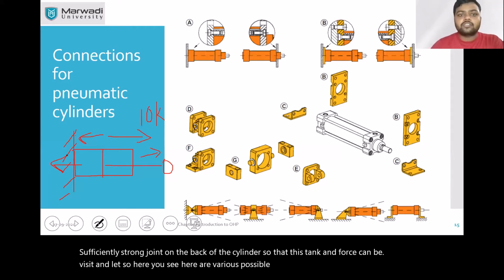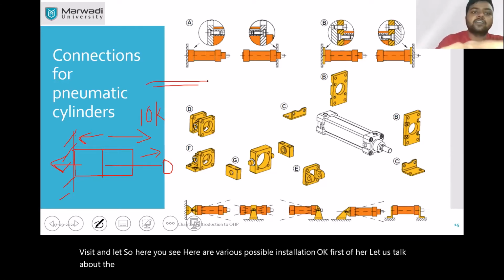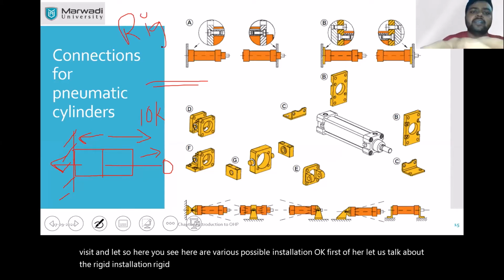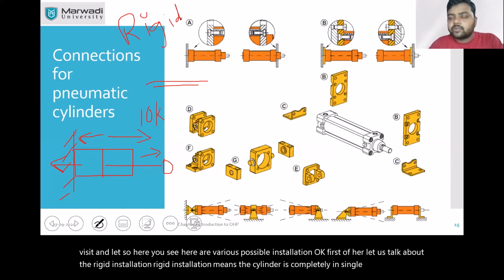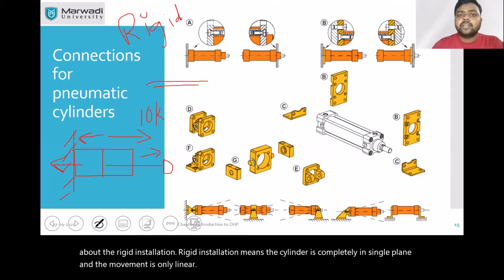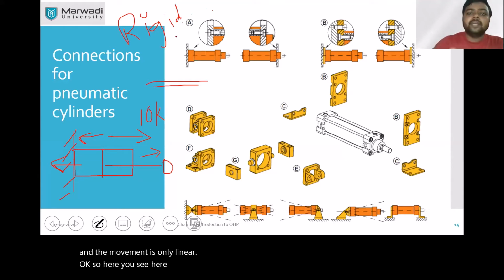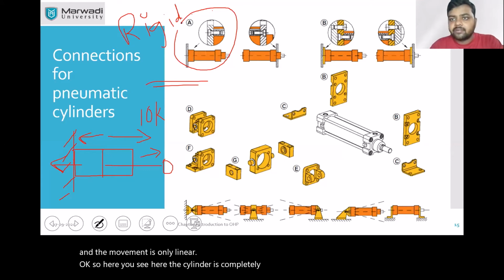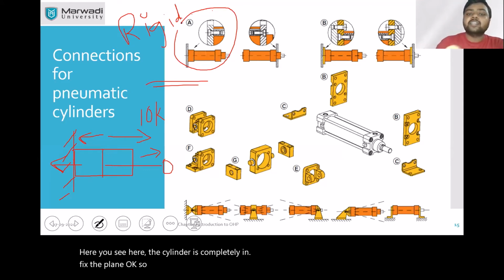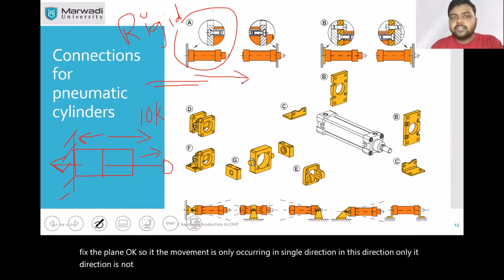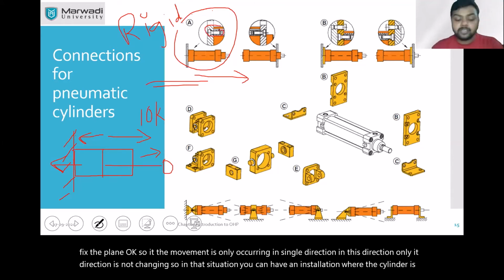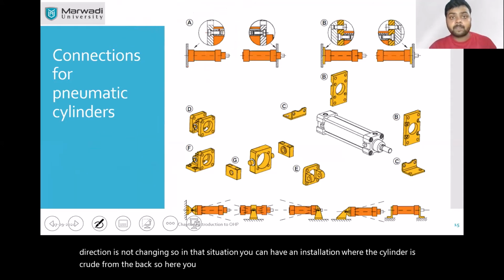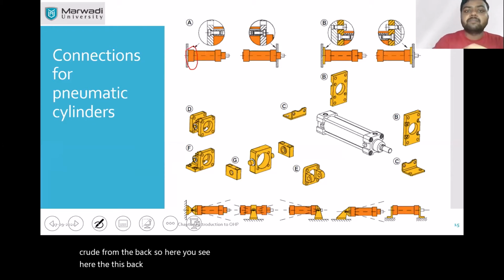Here you see various possible installations. First of all, let us talk about the rigid installation. Rigid installation means the cylinder is completely in a single plane and the movement is only linear. Here you see the cylinder is completely in a fixed plane, so the movement is only occurring in a single direction, in this direction only; its direction is not changing. In that situation you can have an installation where the cylinder is screwed from the back. Here you see the back end of the cylinder has a provision for screws.